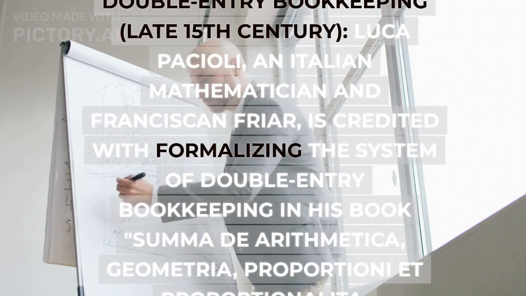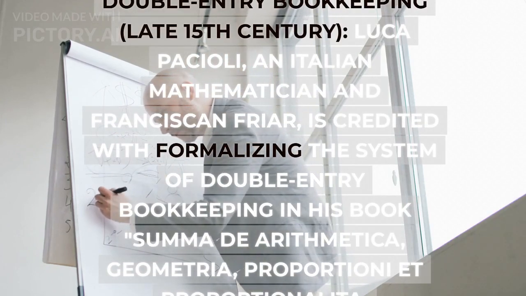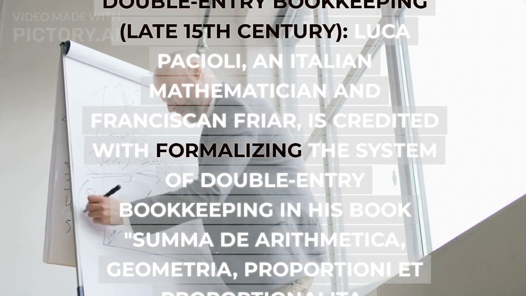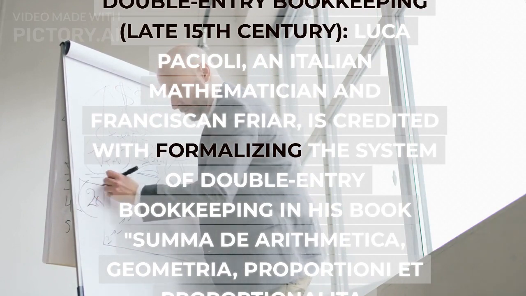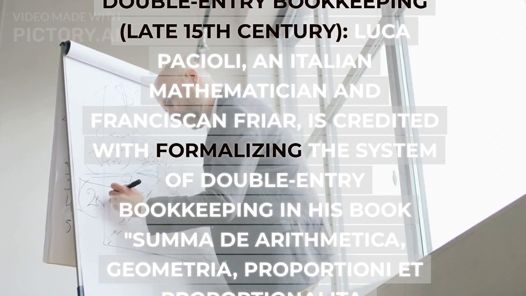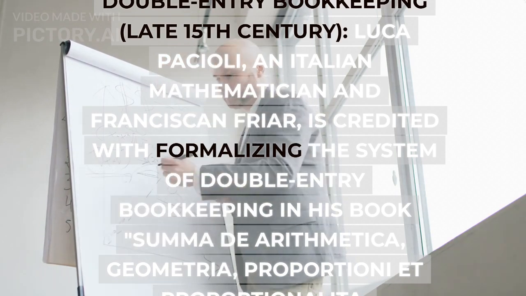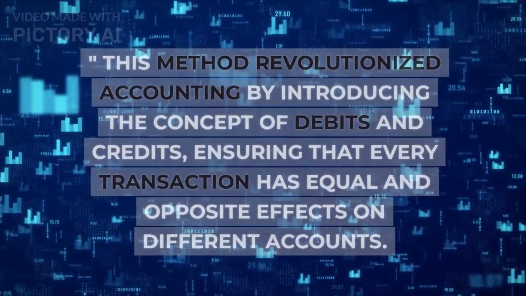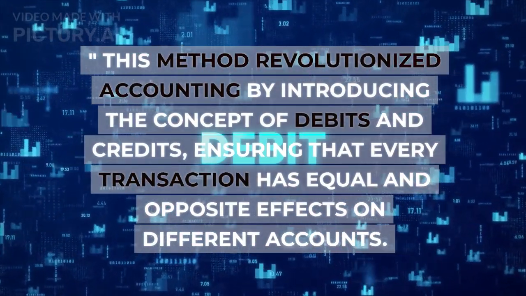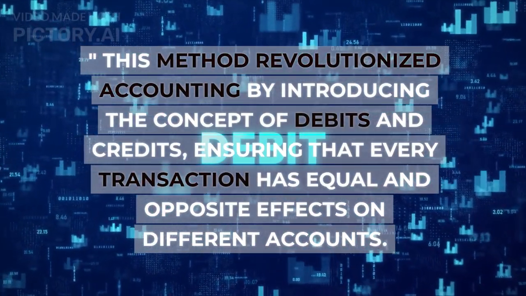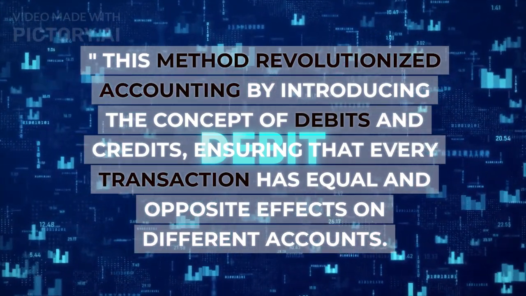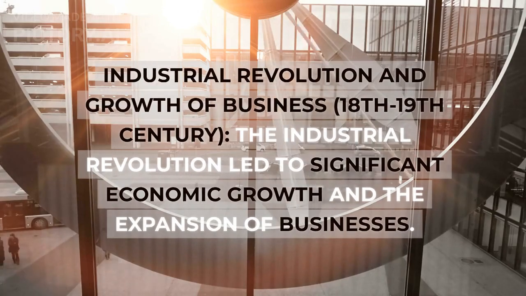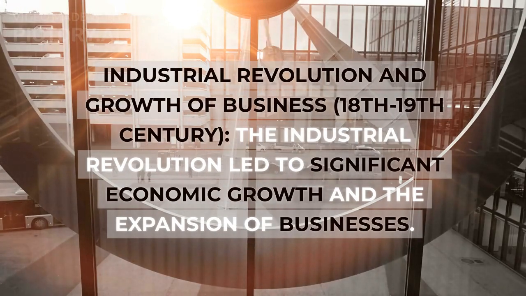Double-entry bookkeeping, late 15th century. Luca Pacioli, an Italian mathematician and Franciscan friar, is credited with formalizing the system of double-entry bookkeeping in his book, Summa de Arithmetica, Geometria, Proportioni et Proportionalita. This method revolutionized accounting by introducing the concept of debits and credits, ensuring that every transaction has equal and opposite effects on different accounts.